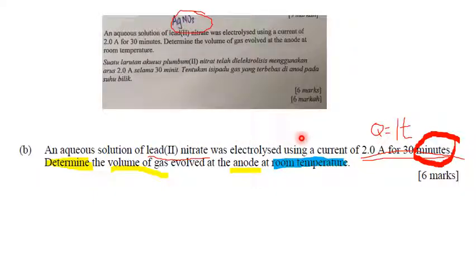It was electrolysed using a current of 2.0 ampere for 30 minutes. From this first information, you automatically think you need to apply Q equal to It and find out the coulomb. Determine the volume of gas evolved at anode, at room temperature. The molar volume at room temperature is 24. At the anode, what happened? Normally for anode, water will be chosen compared to NO3. So water will oxidize to become oxygen. So let's check the answer.